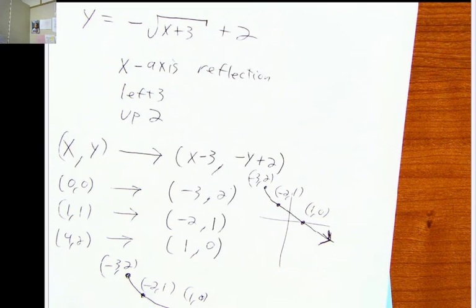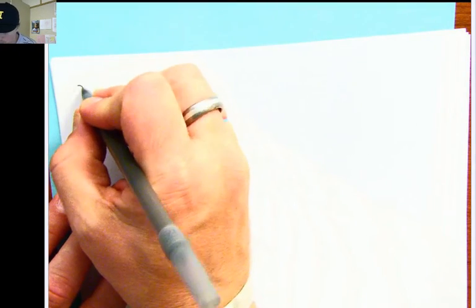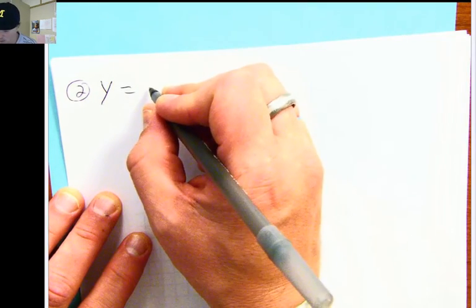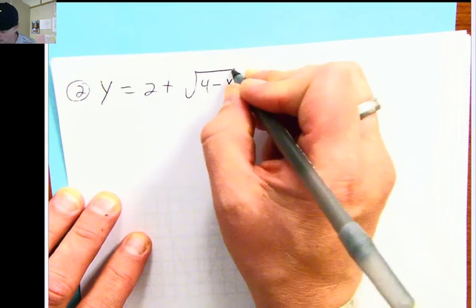I'd like to do one more example of this variety so I could hit up all the different types of transformations. Example 2. Let's say that it's y equals 2 plus the square root of 4 minus x.